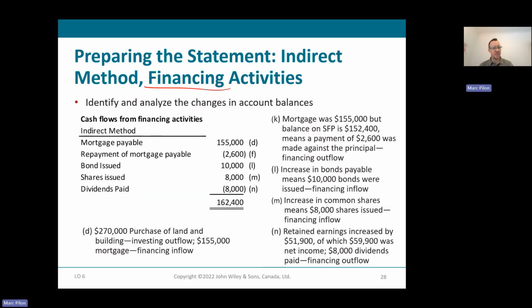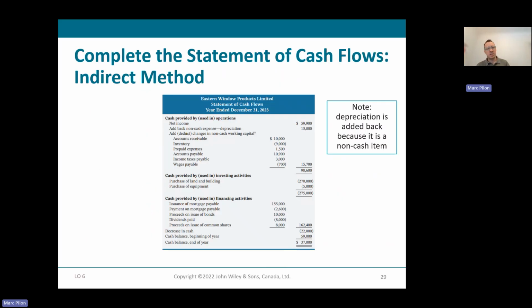And then we move to financing activities. We have a new mortgage payable that increases my cash. I paid some of this mortgage, 2,000. I issued bonds. I issued shares. I paid dividends, okay? This could be part of operating activities. That's what I would do. As I've suggested before, dividends paid and received, interest paid and received, put it in your homework as part of operating activities. Or not, but I suggest it's just easier. Okay, so that covers it. And then we put it all together in the presentation.